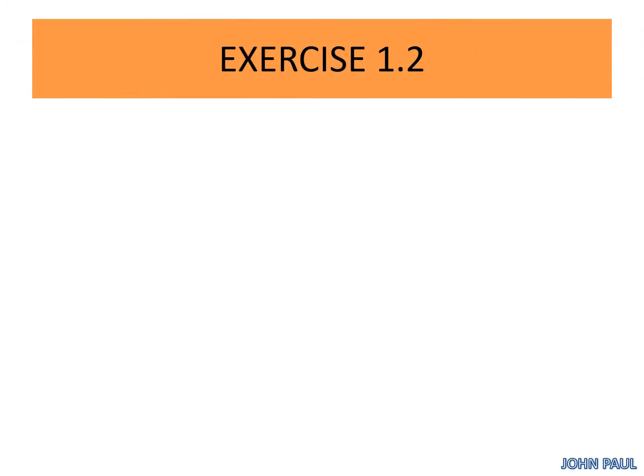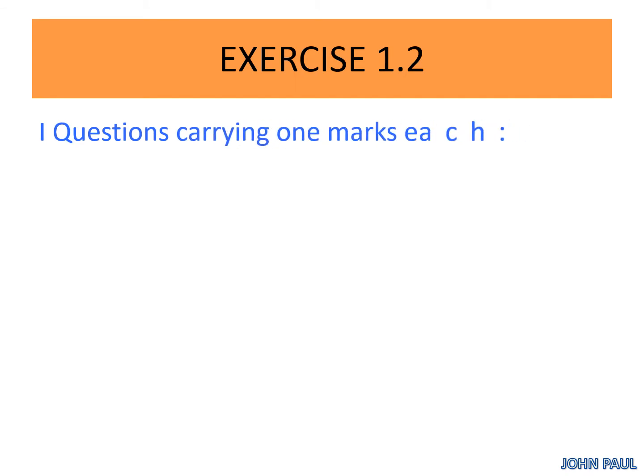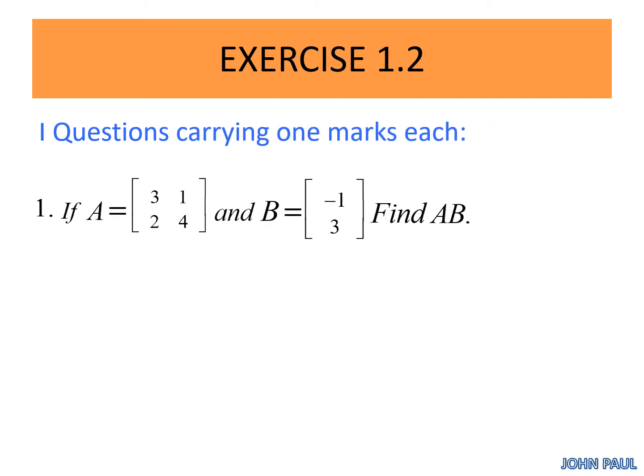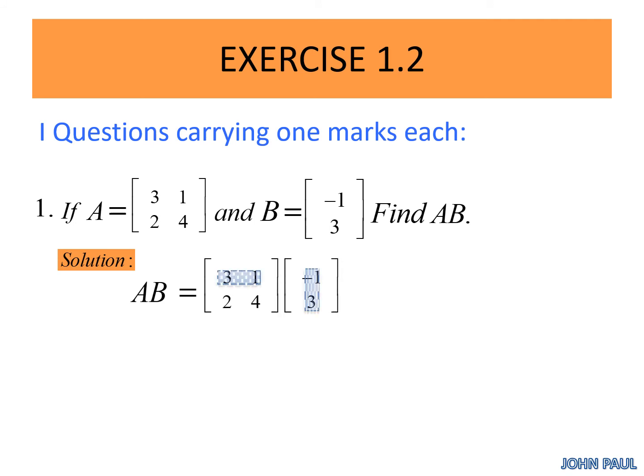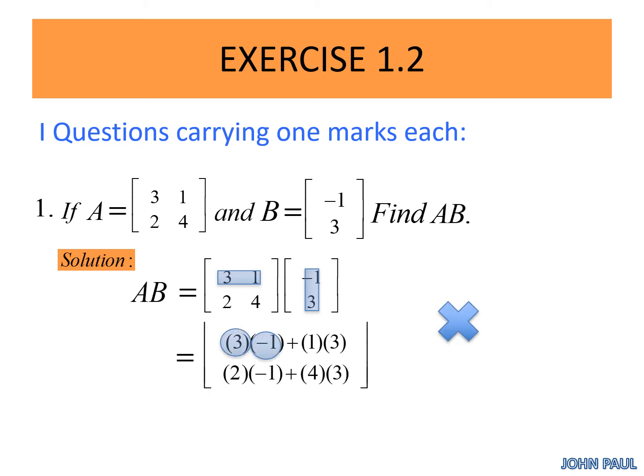Exercise 1.2, 1 mark problems. If A is a matrix and B is a matrix, find AB. Solution: AB equals, write the matrices A and B, take the first row and multiply with the column, that is 3 into minus 1 plus 1 into 3.